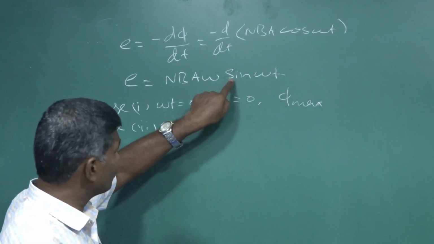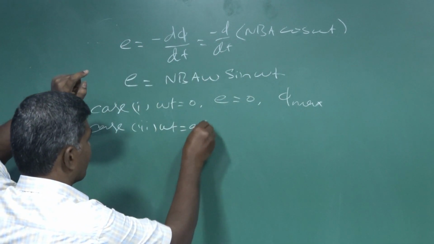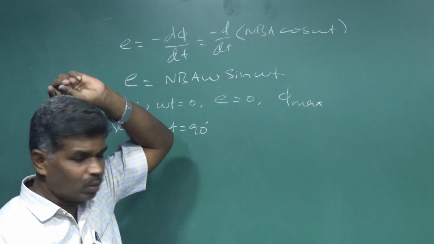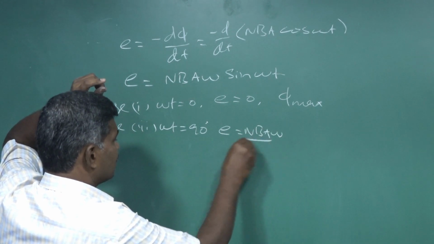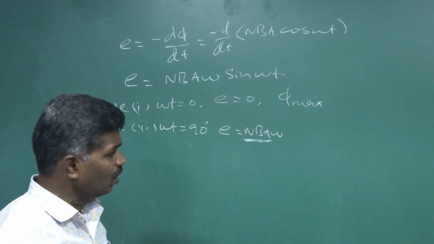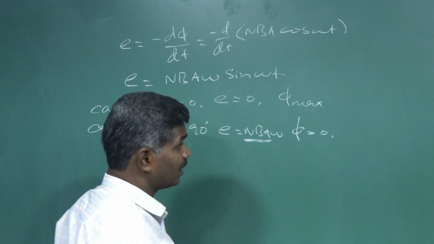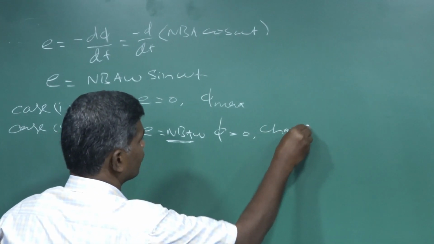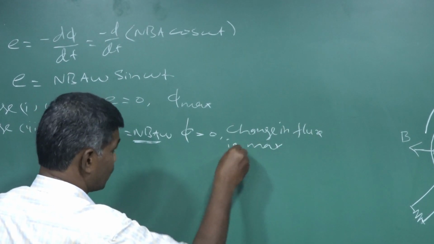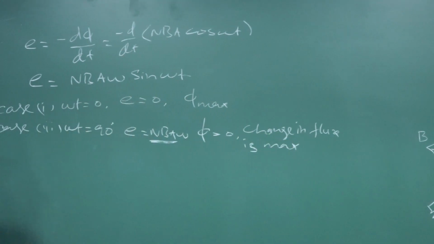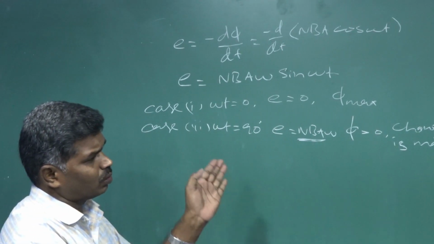That's why, if you substitute the angular rotation ωt equal to 90, we know that sin 90 is equal to 1. Then the EMF induced can be taken as NBAω. It is the maximum value. At this position, the flux linked is 0, but the change in flux is maximum. So due to the maximum change in flux, the EMF induced is maximum. We are rotating the magnet from 0 to 90.